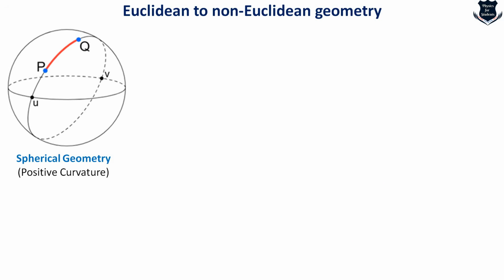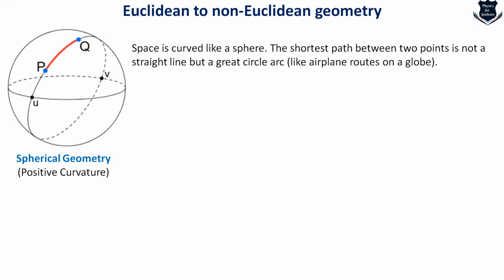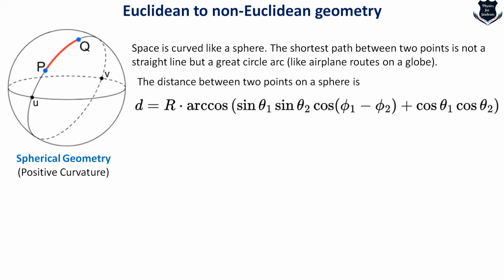So as you can see, first we encounter what is called a spherical or positive curvature geometry, where the geodesics are converging at a point. Here you can see the space is curved like a sphere. The shortest path between 2 points is not a straight line, which you have just seen on a flat space, but it is called a great circle or a great arc. Here the distance becomes a little bit longer, which is this one, d equals r times arc cos sine theta 1 and so on.